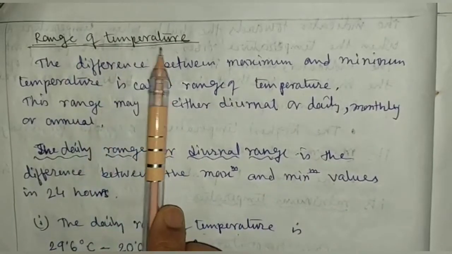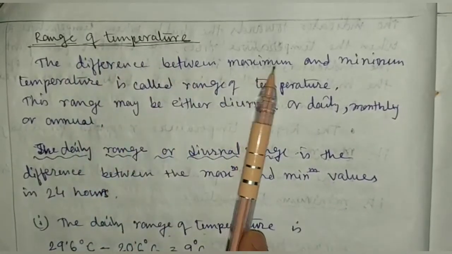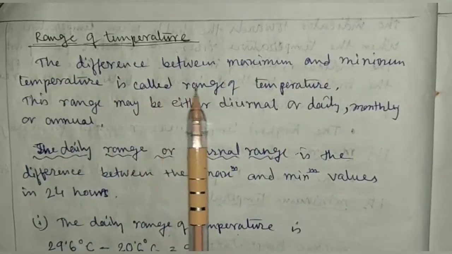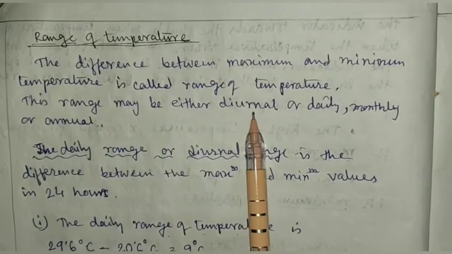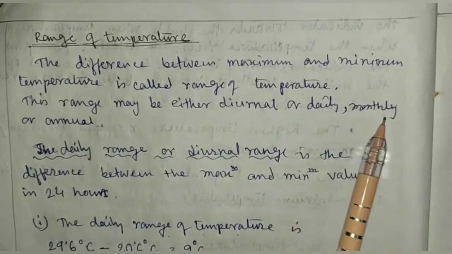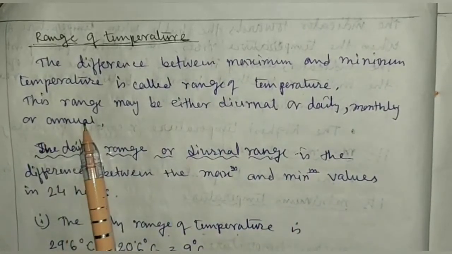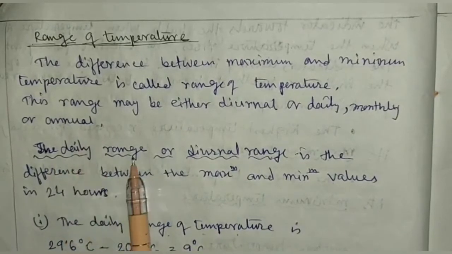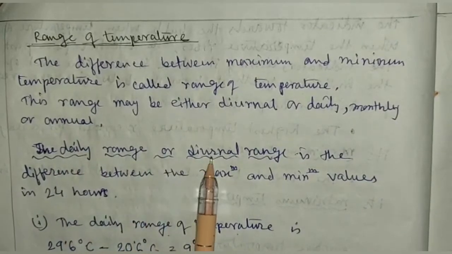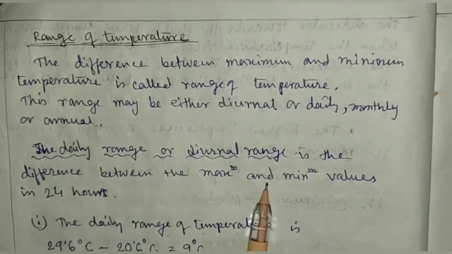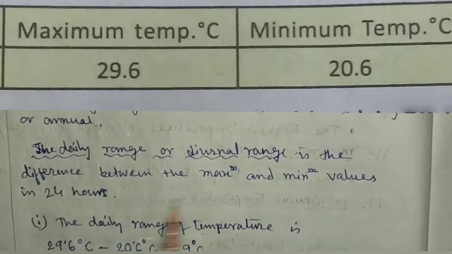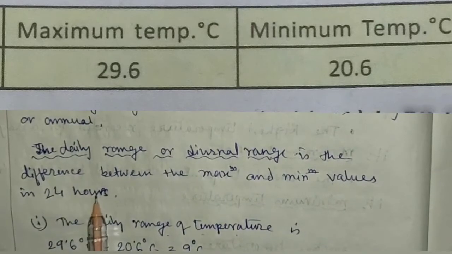Range of temperature. The difference between maximum and minimum temperature is called the range of temperature. This range may be either diurnal or daily, monthly or annual. The daily range or diurnal range is the difference between the maximum and minimum values in 24 hours.